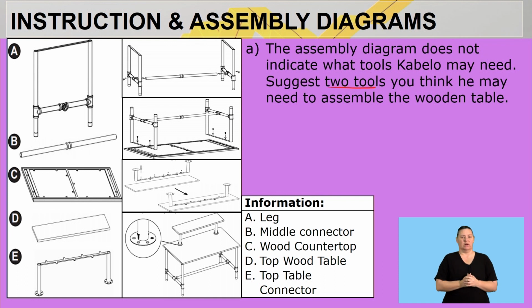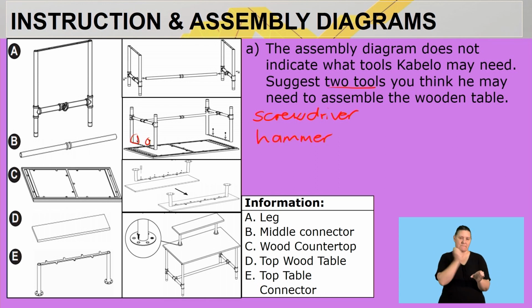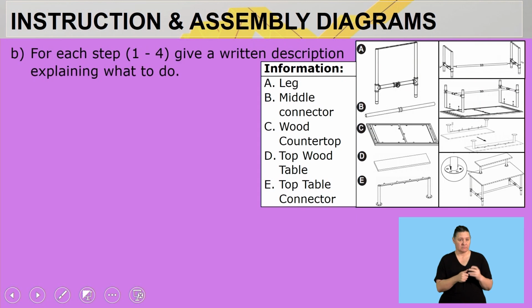Okay, now if I look at this, guys, I see indicated there some screws, right? If you look here, for example, in there. So the first item I would list is definitely a screwdriver. Right, so that's the first item I would list. Then, since we're going to assemble this item to make it tight, I'll also say, for example, a hammer will be needed as well. Okay, so that's the 2 tools I would say that Kabelo will need to assemble this wooden table.